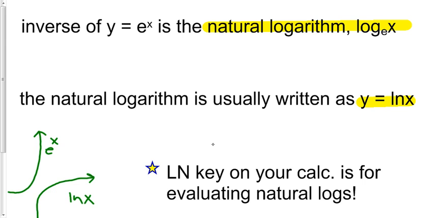Now you will also find an ln key on your calculator, and this is the key you're going to use to evaluate natural logs. When you graph these two functions, e to the power of x and ln of x, here's what you get. You get an exponential graph, e to the power of x. And then, of course, the inverse is the mirror image. So the ln of x looks like this graph here.